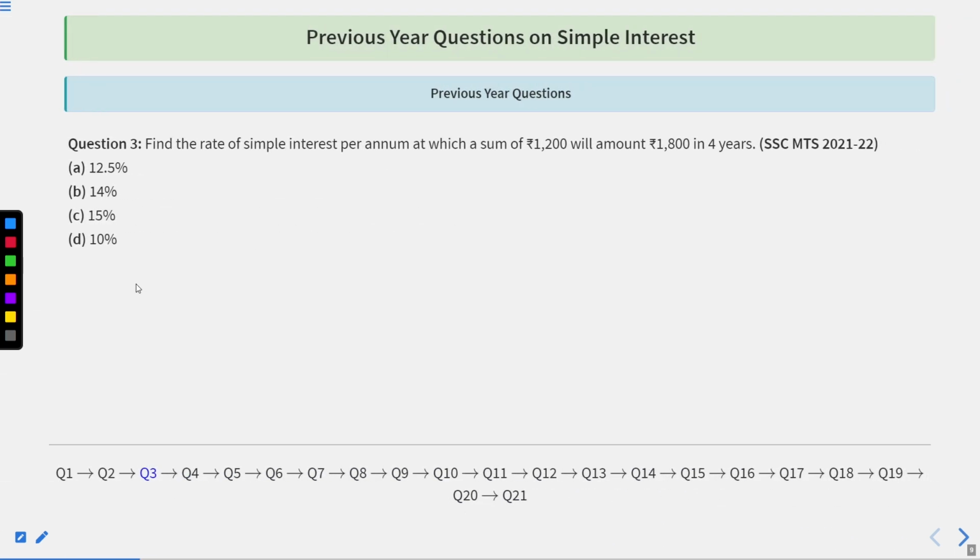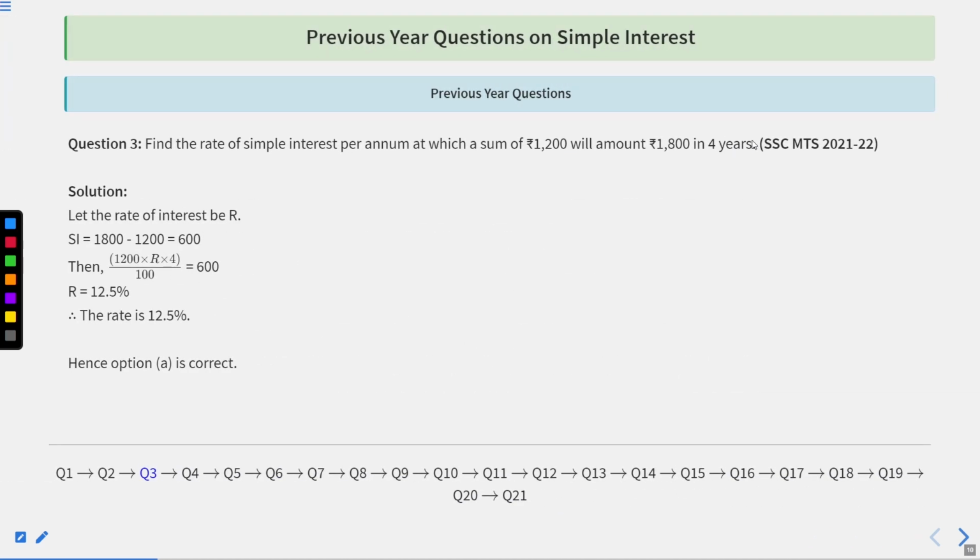Question number 3. Find the rate of simple interest per annum at which a sum of rupees 1,200 will amount to 1,800 rupees in 4 years. So let the rate of interest be R. And simple interest is given to be 1,800 minus 1,200, that is 600. So the person wants to earn the interest of 600 rupees. So what will be the rate?